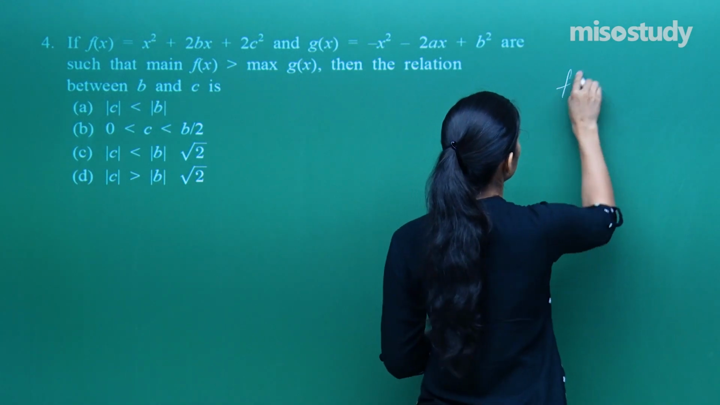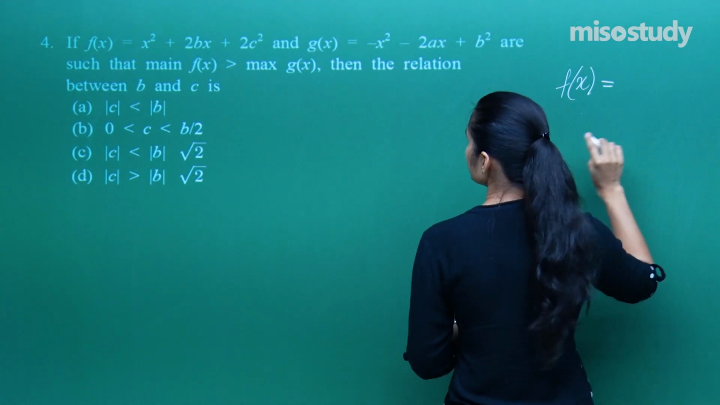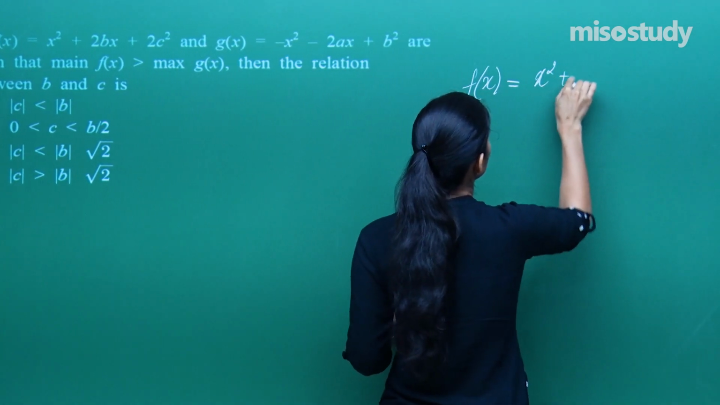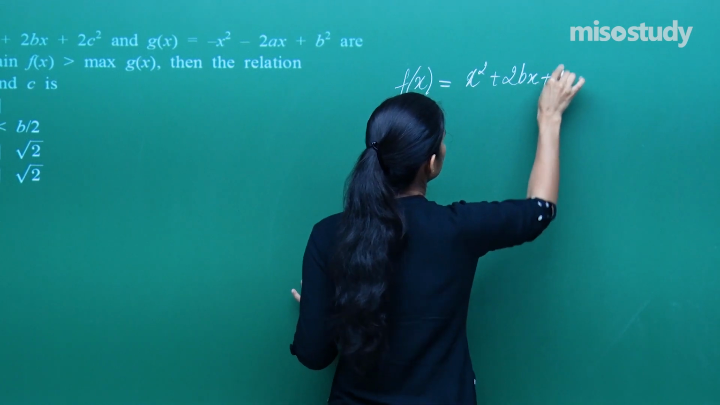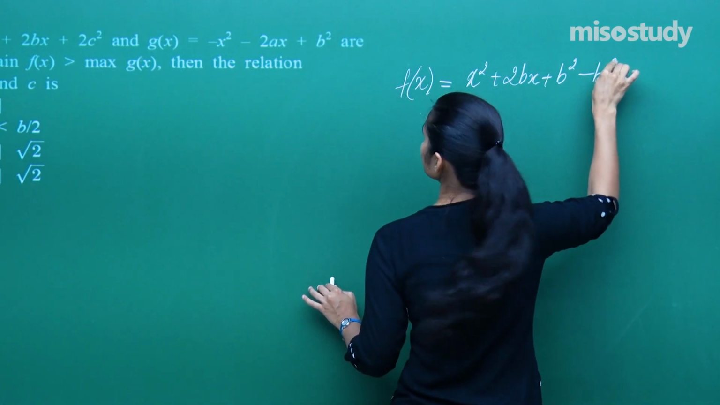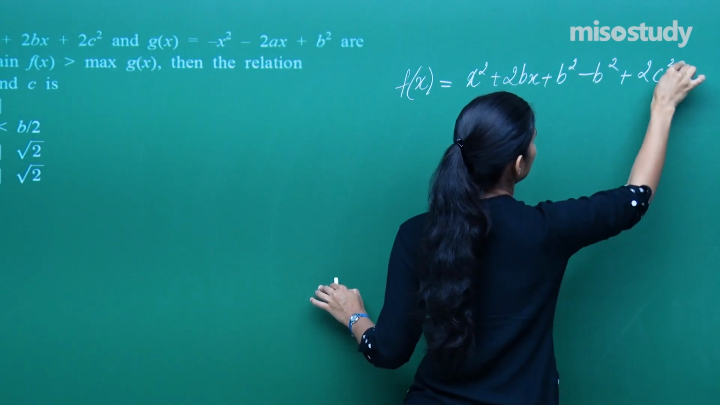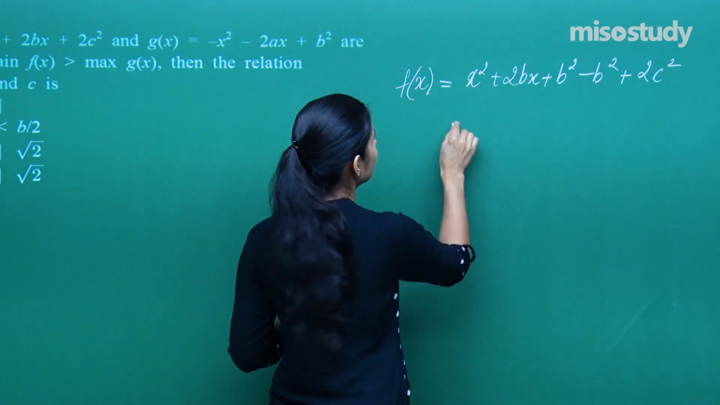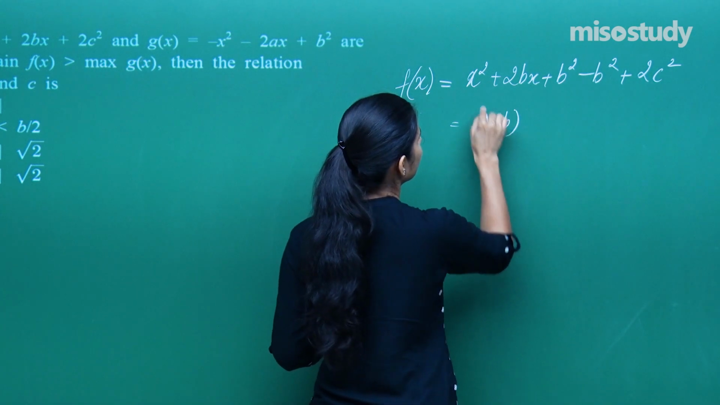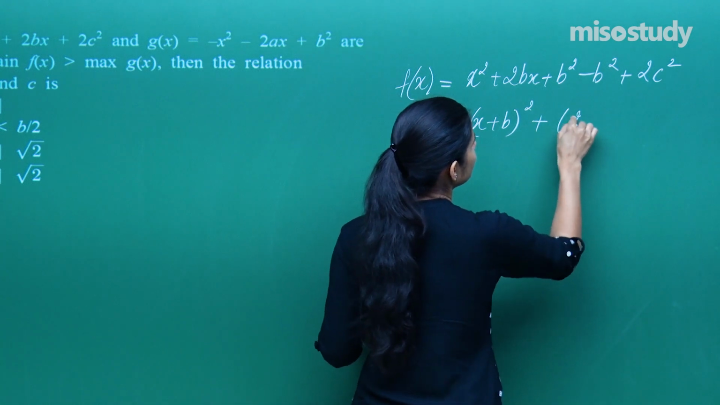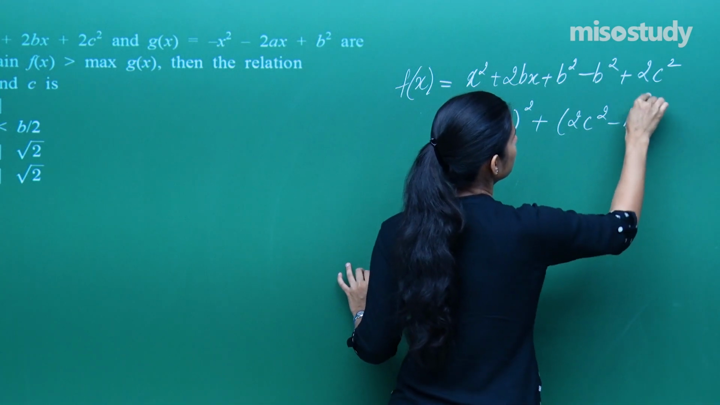If I talk about f(x), it's pretty simple to understand. This is x square plus 2bx plus b square minus b square plus 2c square. I am just completing the square. What I get is (x plus b) whole square plus 2c square minus b square.